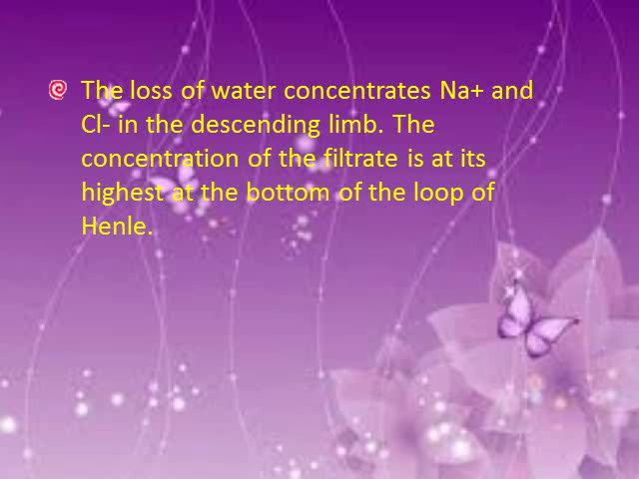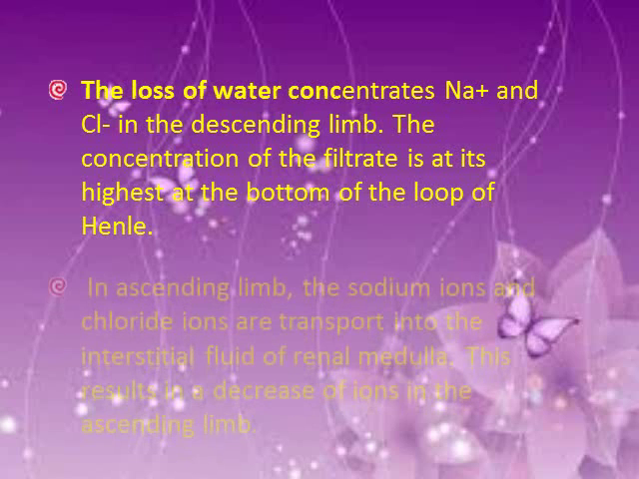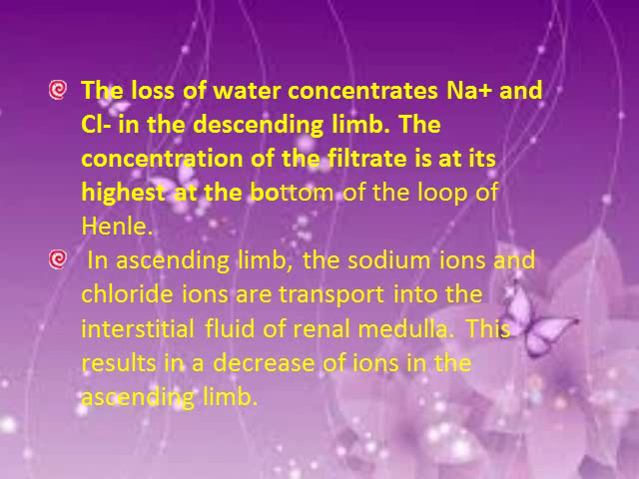The loss of water concentrates sodium and chloride in the descending limb. The concentration of the filtrate is at its highest at the bottom of the loop of Henle. In the ascending limb, the sodium ions and chloride ions are transferred into the interstitial fluid of the renal medulla. This results in a decrease of ions in the ascending limb.